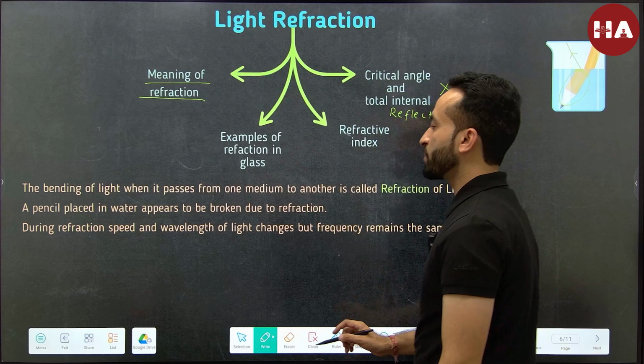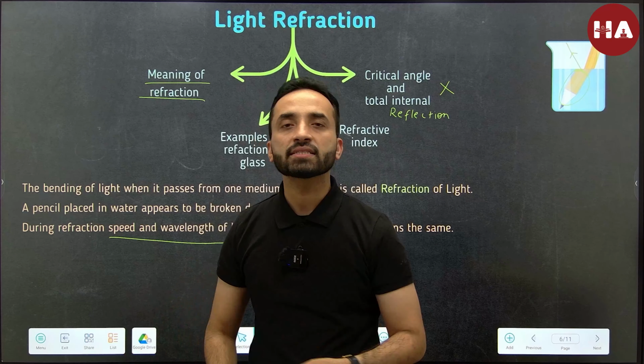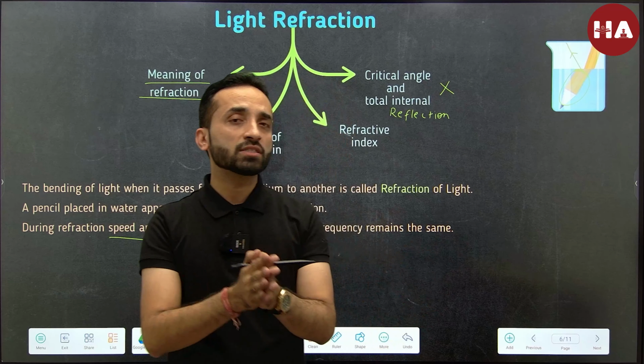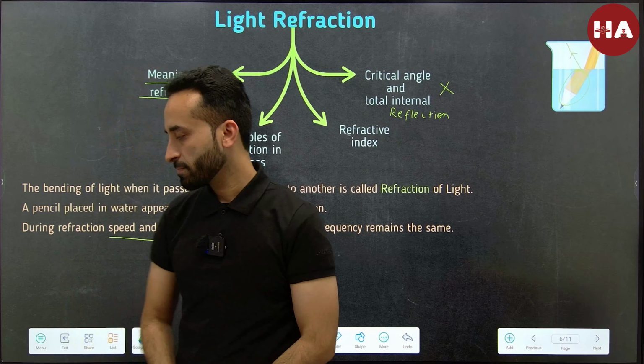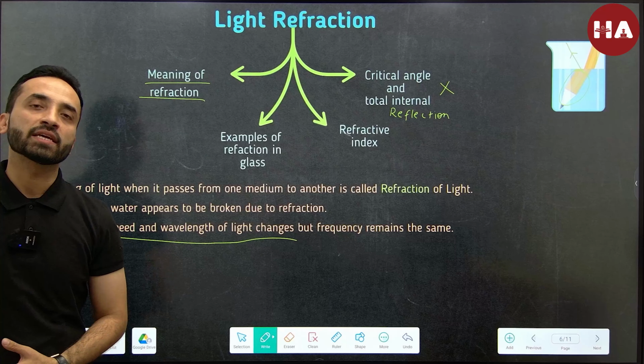During refraction, speed and wavelength of light change. This is nothing new, we have discussed this. While refraction happens, the speed changes, the wavelength changes students, but the frequency never changes, right. Copy down the important stuff and we will talk about things in detail now.